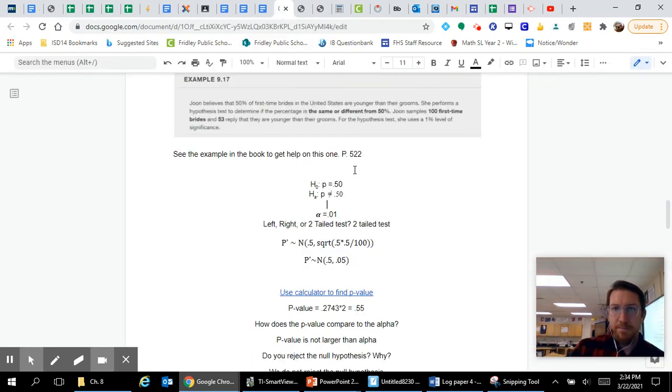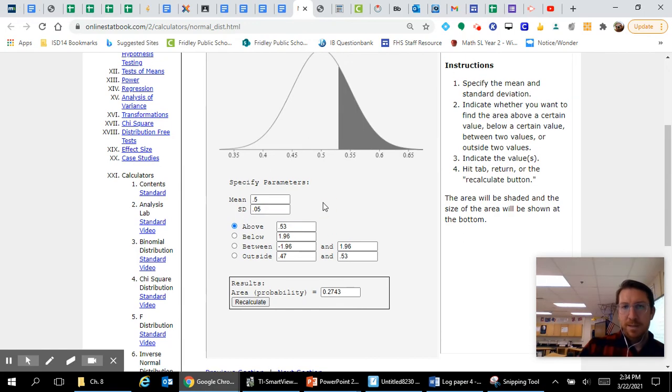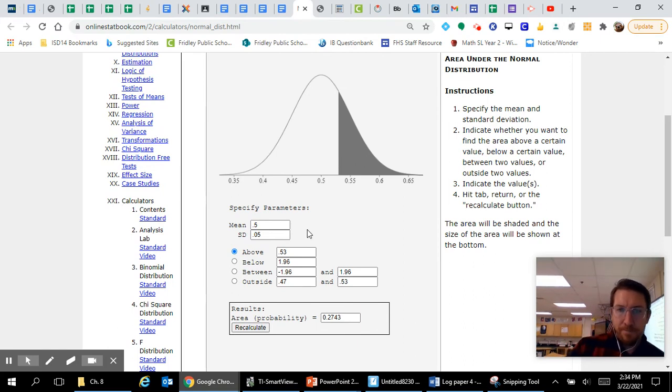So we take those numbers, plug them in here, and we're going to look at the data. The data we collect says 53 are younger than their grooms. So that's turning that into a proportion. 53 out of 100 would be 0.53. So to be 0.53, that would be pretty common. 27% of the time, we're going to have 53% or more with that data, with brides younger than the groom. 27% of the time, we'll get 53 or more.